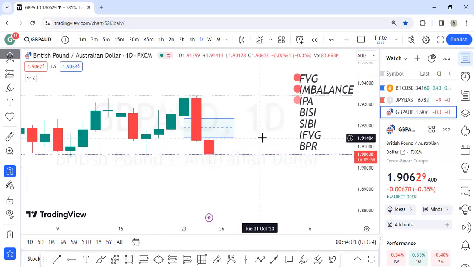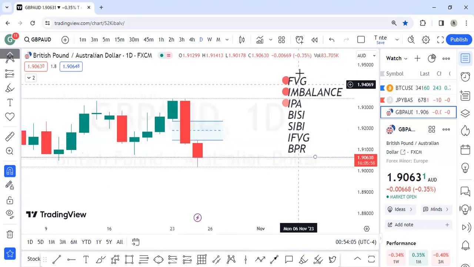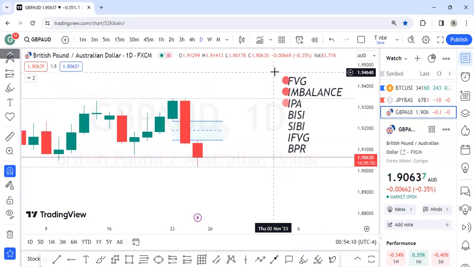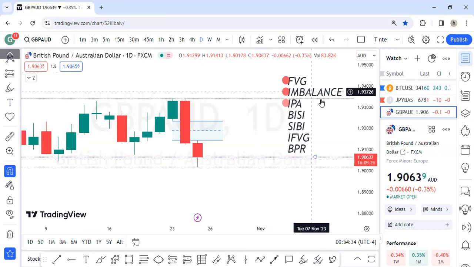These are all kinds of imbalances. These first three are the same thing. If we hear fair value gap, imbalance, or IPA, they all mean exactly the same thing, nothing different. IPA simply means imbalanced price action or improper price action. It's still the same thing as fair value gaps and imbalances.